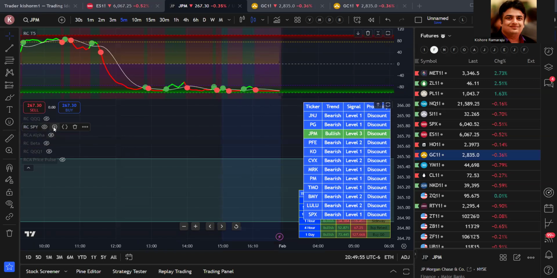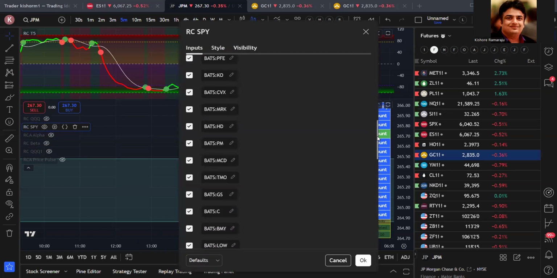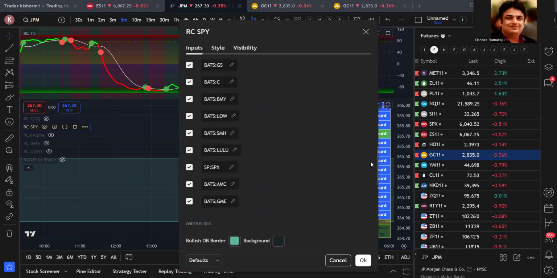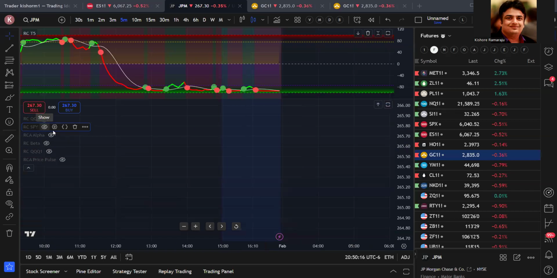Like that, there are 40 different symbols here, right? All S&P 500 stocks. So you don't need to go and look at each and every chart. You just put it in, and out of all the symbols, it is telling JP Morgan is the best. You can ignore everything else. If you focus on JP Morgan, you'll make money on Monday. So that is QQQ and SPY.